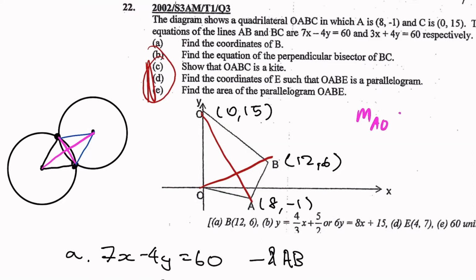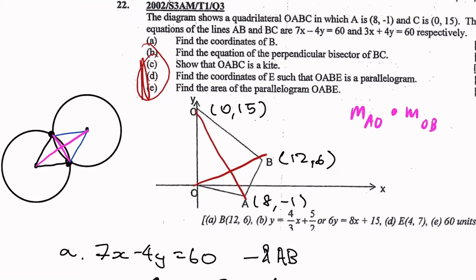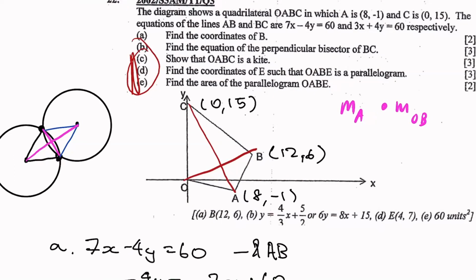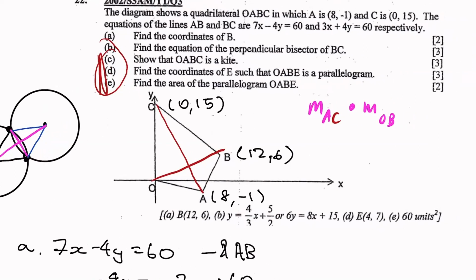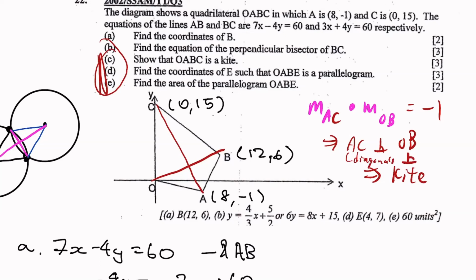MAO multiplied by MOB. How come got two O's? Oh, that's a C. Sorry. MAC is perpendicular to MOB, or their product equals -1. AC is perpendicular to OB, which implies that the diagonals are perpendicular, which means that this is a kite. Diagonals perpendicular implies it's a kite.